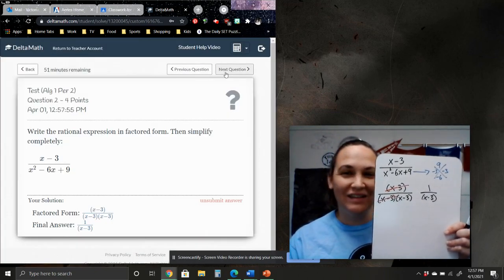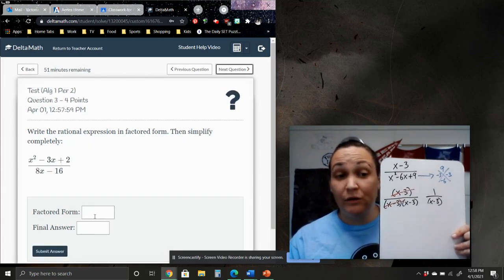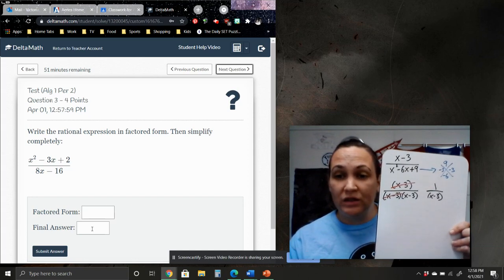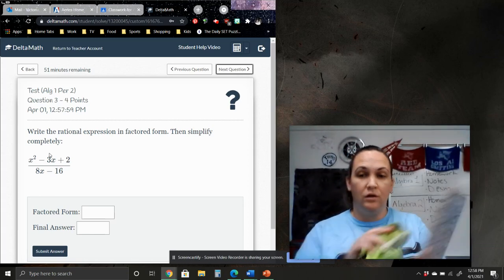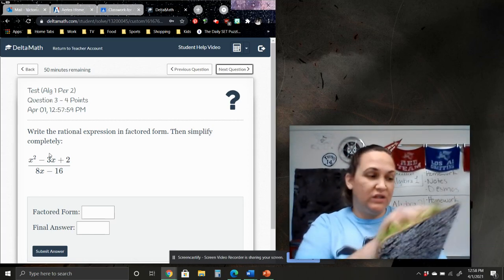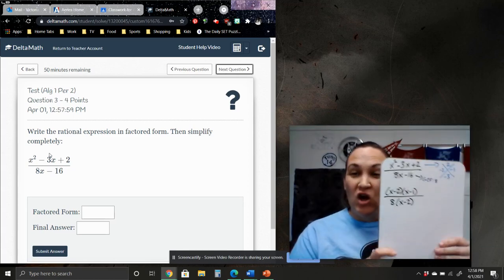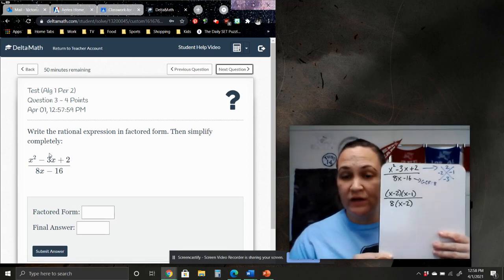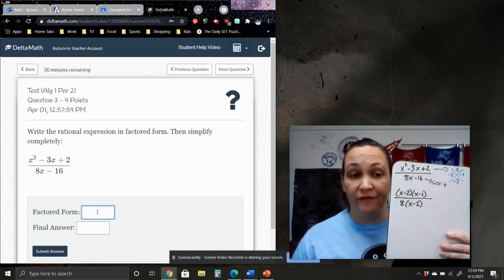All right, let's try the next one. This one has the same two answer bars. So when you're doing this problem, factor it completely. And then before you cross anything out, type in your first answer. After you type in your first answer, then you can start crossing things off. At this point, all I've done is factor. I've not crossed anything off yet, but I'm going to go ahead and type in my first answer.